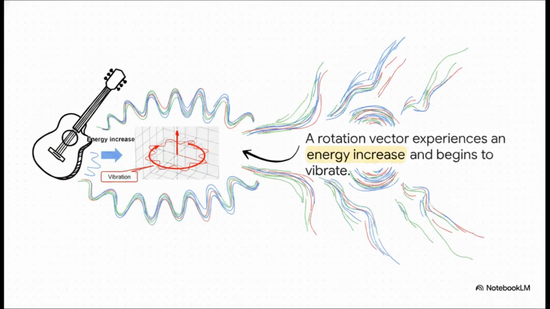So, what happens when a rotation vector's energy increases? It doesn't just spin faster. Instead, its phase circle actually begins to vibrate. It's incredibly similar to the mechanics of plucking a guitar string. And this mechanical vibration of angular momentum, that is the literal genesis of what the Standard Model confusingly calls color charge.